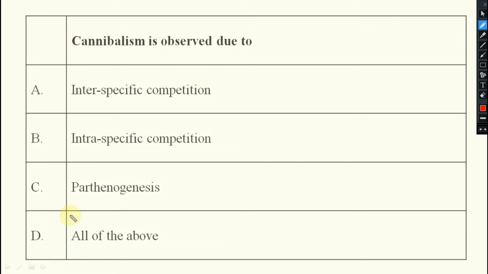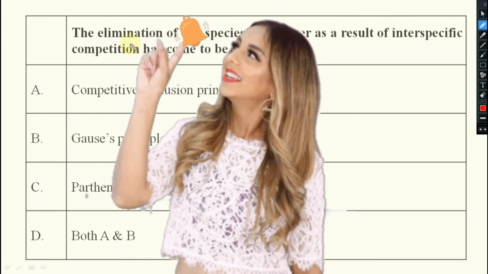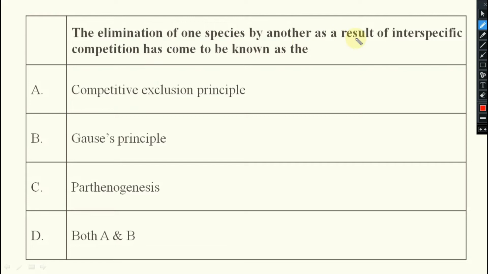Next, cannibalism is observed due to which one? Interspecific, intraspecific, or parthenogenesis. All of you know that it is intraspecific, yes or no? Within the same species, if there is competition between the individuals, they will feed on each other. That is known as intraspecific competition.